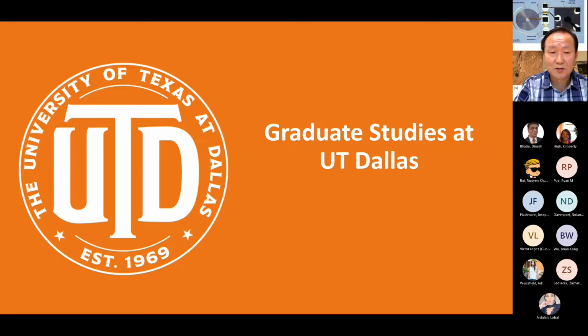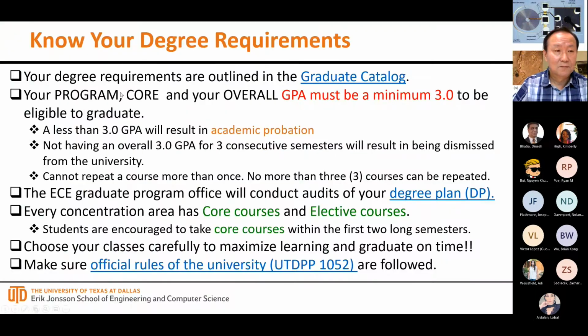So graduate studies at UT Dallas. First of all, you need to know your degree requirements. Your degree requirements are outlined in the graduate catalog. I sent you this slide in the orientation package, and this underlined text is all clickable link, and it goes directly to that web page or form. So once you click here, then you can go to the graduate catalog. Okay.